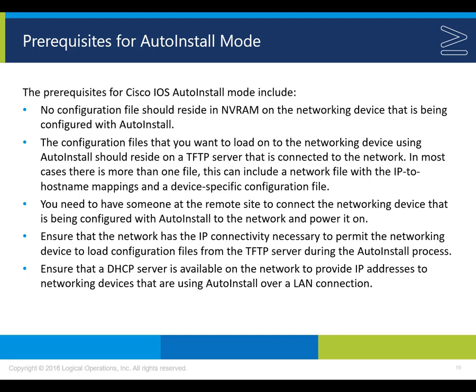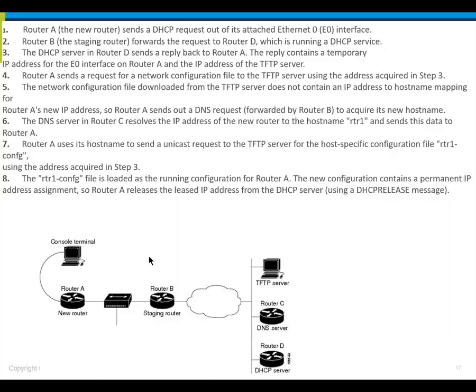Ensure that you have network connectivity to get from one to the other. You got to be able to get to a DHCP server. Now we're going to need relay agents for these things. DHCP is a broadcast protocol. DHCP is available, and the network can provide the IP addresses to the networking devices. This is, and I think this one I got from Cisco, when we're going to do this.